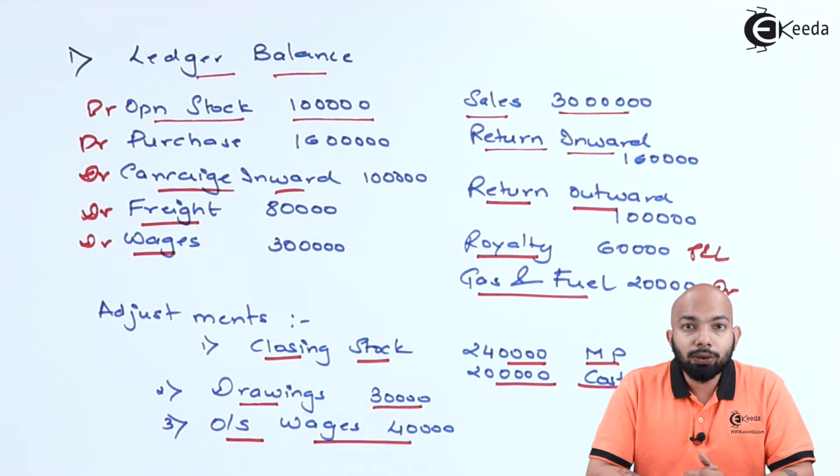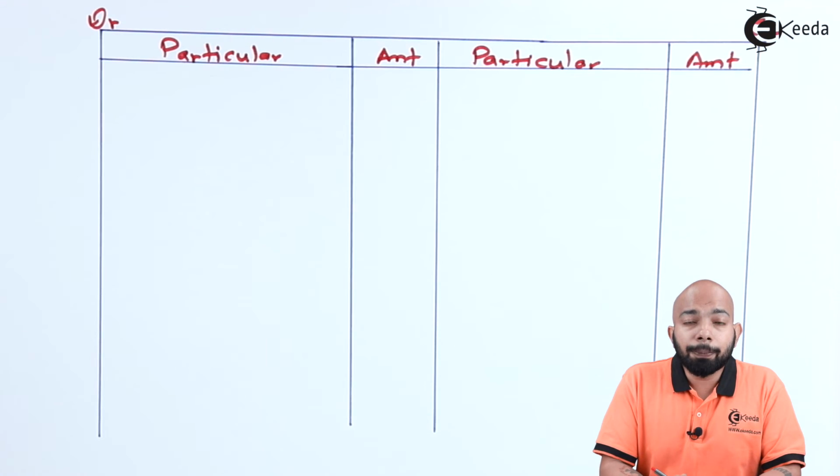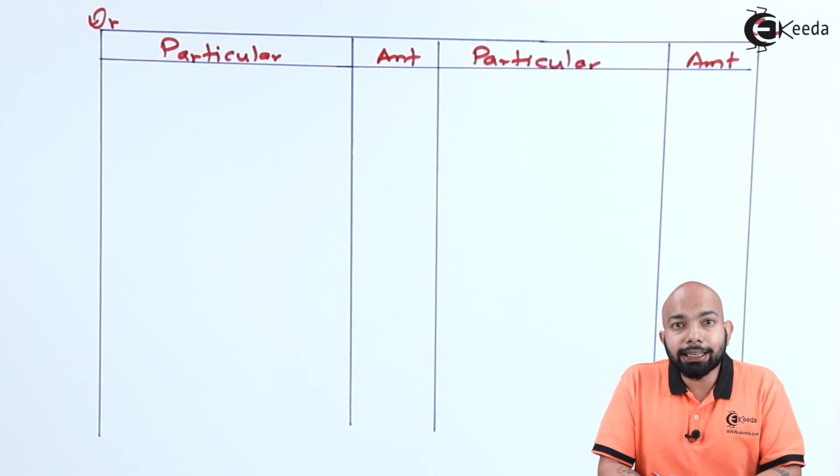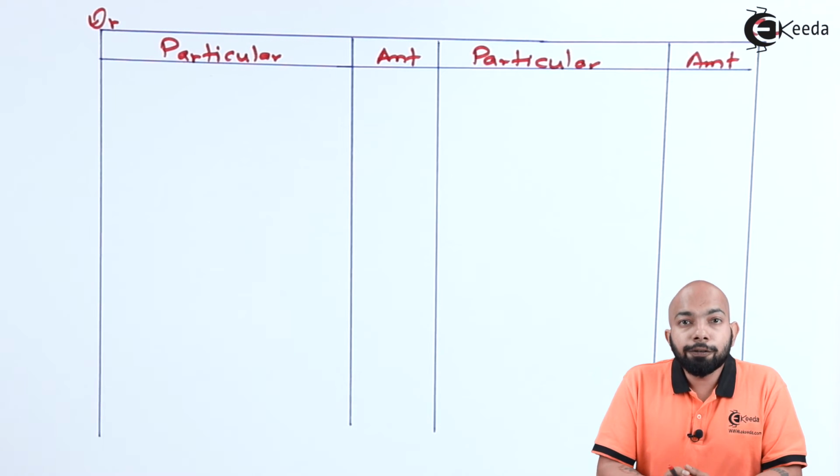Let's go ahead and figure out that sum, how this sum will be a part of the trading account and how we need to solve it. Let's prepare the format first for your reference. As you can see, we have prepared the debit side and the credit side of the trading account. We'll first post all the balances that were mentioned in the ledger balances or in the sum, and after that we'll go ahead with the adjustments.